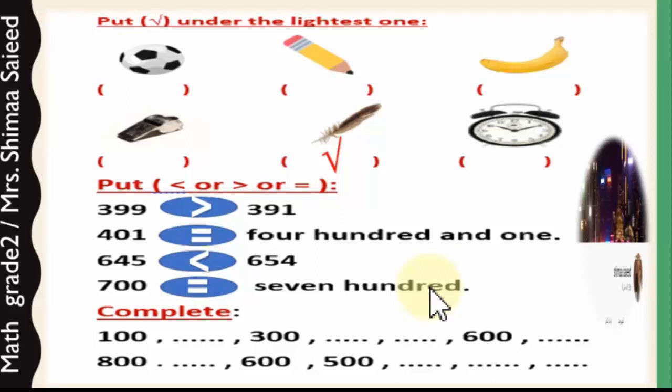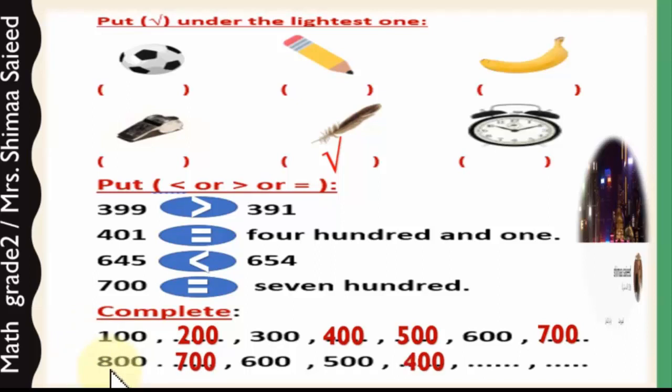Now complete in the same pattern. 100, after that 200, 300, 400, 500, 600, 700. We add 100 each time. The second one, 800, 700, 600, 500, 400, 300, 200. We subtract 100 each time.